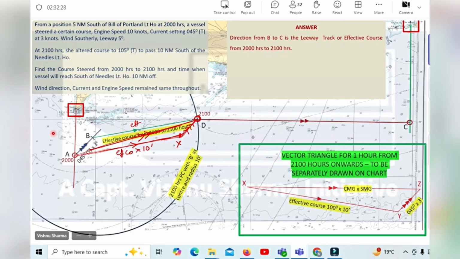Direction from B to C is the leeway track. Track or effective course from 2000 to 2100 hours. CTS course will be the course after counteracting southerly wind, leeway 5 degrees. Now, what does he want? Does he want anything else from us? And time when the vessel will reach point C.